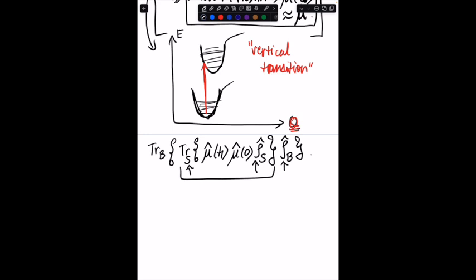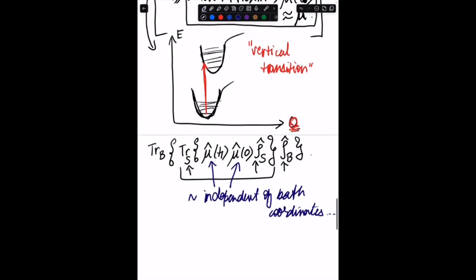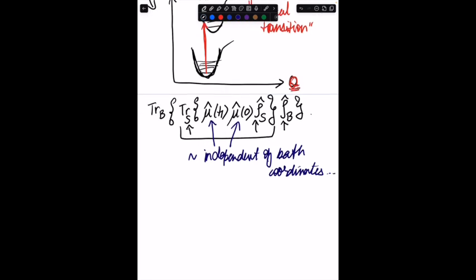As a final recollection, note this is approximated to be independent of path coordinates or states, right? So that's the Born-Oppenheimer approximation, which boils down to the Condon approximation, which is incorporated here.